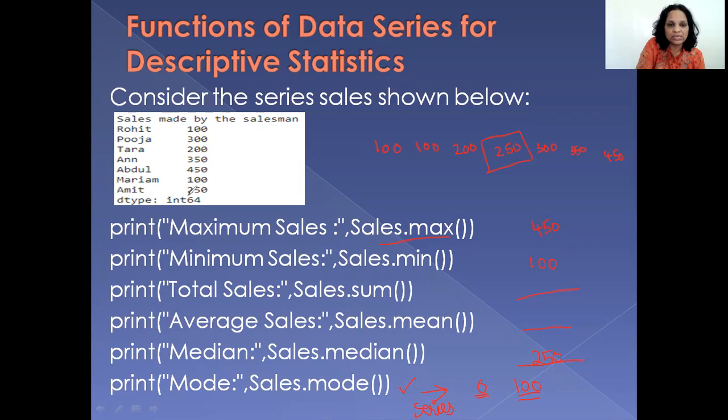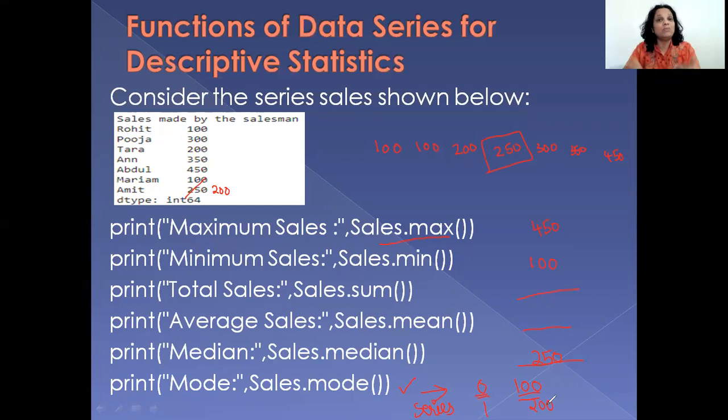Let's assume instead of this 250, you had 200. So then what happens? You have 2 values which are repeated 2 times, okay? So you get 0, 100 and 1, 200 as your answer because you have 2 mode values. 100 also repeated 2 times and 200 also repeated 2 times. But let's say you had 100 repeated 3 times and 200 repeated only 2 times, then obviously the mode is going to be 100. So mode function is returning to me actually a series.